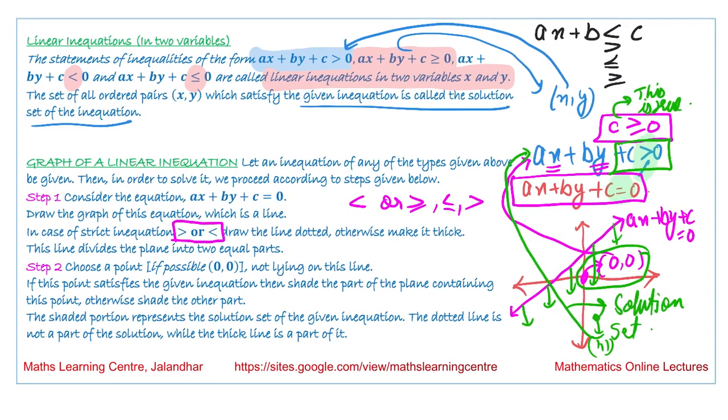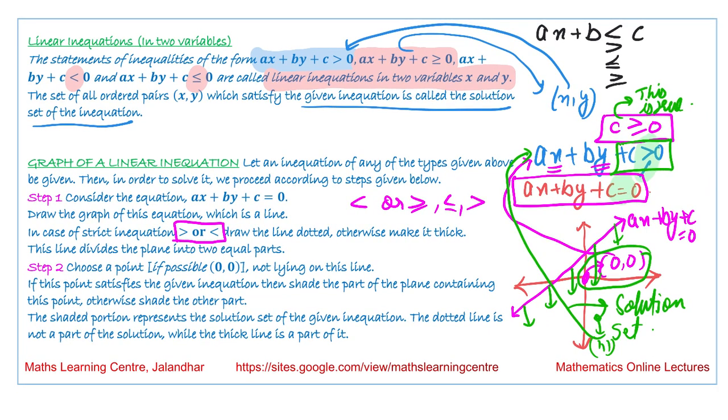And suppose this is not satisfied, say the value of c is negative. It means this point is not satisfying the inequality. So the upper portion will be the solution in that case.